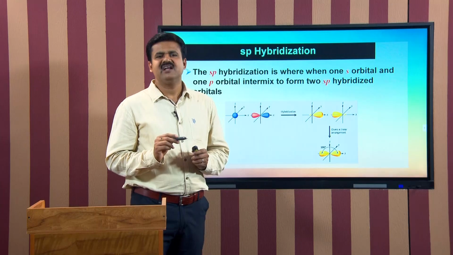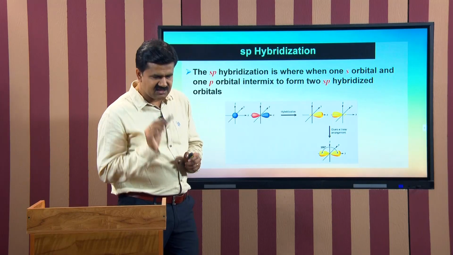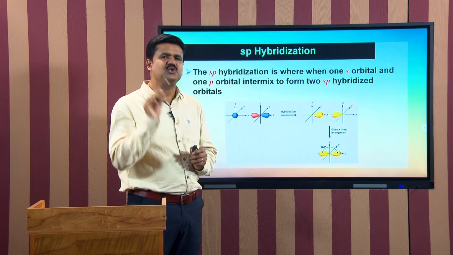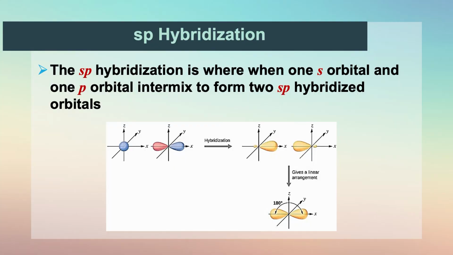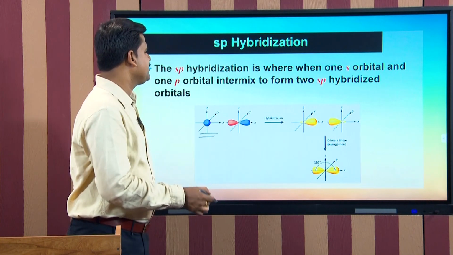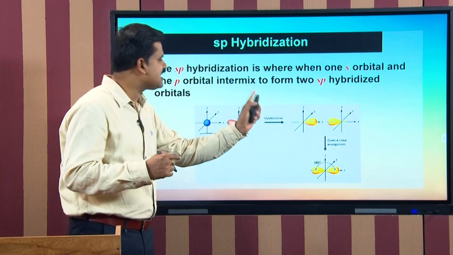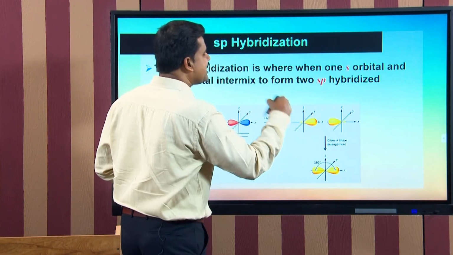Now we are looking at sp hybridization. As I already mentioned, sp hybridization involves the hybridization of s orbital and p orbital to get a set of two hybrid orbitals having identical energy and shape. The sp hybridization is where one s orbital and one p orbital intermix to form two sp hybridized orbitals, as shown here. This is one s orbital and this is one p orbital. They are going to mix together, and that mixing up process is termed as the hybridization, and as a result of their mixing up, we are getting two products. They are two sp hybrid orbitals.